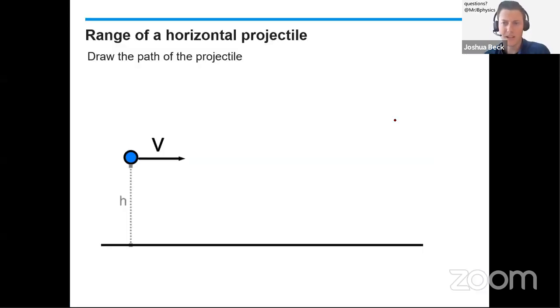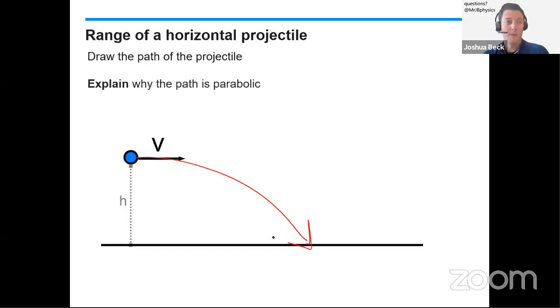So we'll start with projectile. Hopefully you watched the projectile video a few lessons ago, so I'll breeze through this a little bit. But if we were to draw the path of this projectile, we would end up with something that's parabolic. All right, that's not too interesting. What would be interesting is explaining why it's parabolic. So think about it. Can you explain why this path would be parabolic? Take a second.